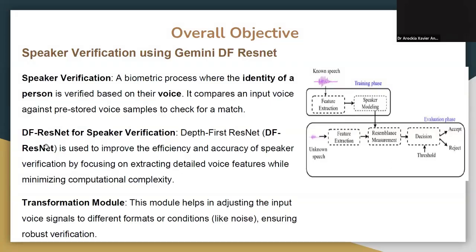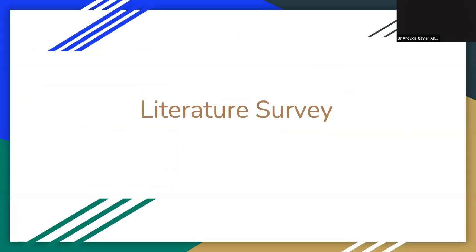So here we try to utilize the depth-first ResNet for speaker verification. It is used to improve the efficiency and accuracy of speaker verification by focusing on extracting detailed voice features while minimizing computational complexity. So here is the transformation model. This module helps in adjusting the input voice signals to different formats or conditions. So it enhances robustness against noise, ensuring robust verification here.